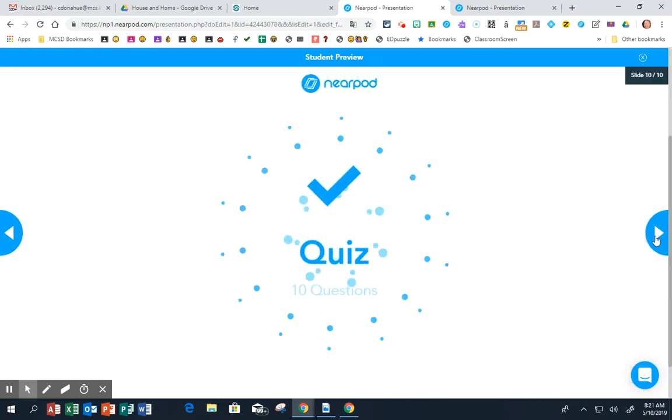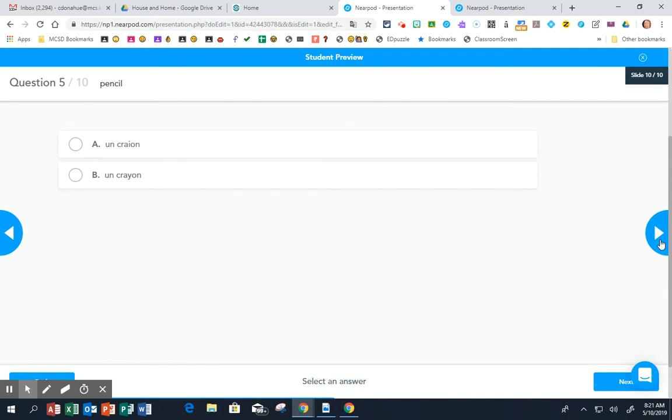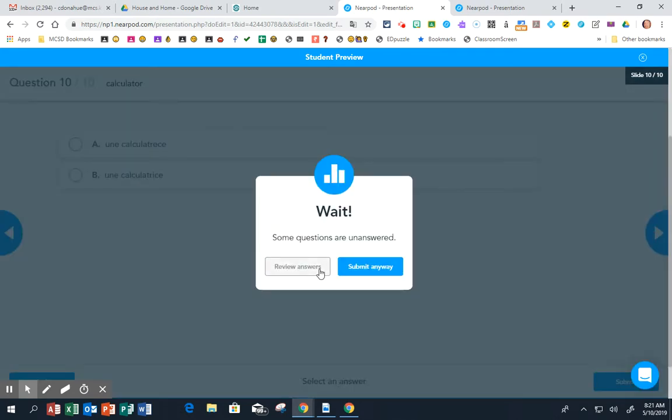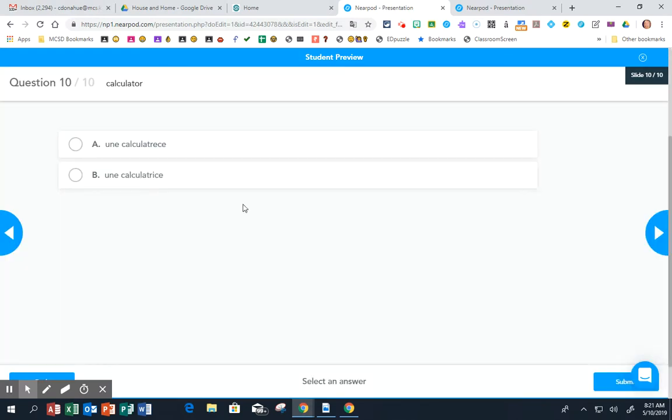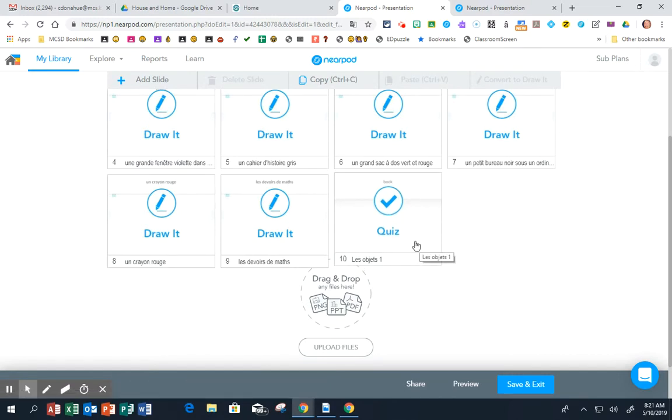And then after we go through that, then I give them a little quiz to see what they remember. And you, as a teacher, will get the results real time. And then you can kind of highlight what they didn't know. And I don't think I can go any further than this. So I'm just going to exit out of this. And so that was their quiz there.